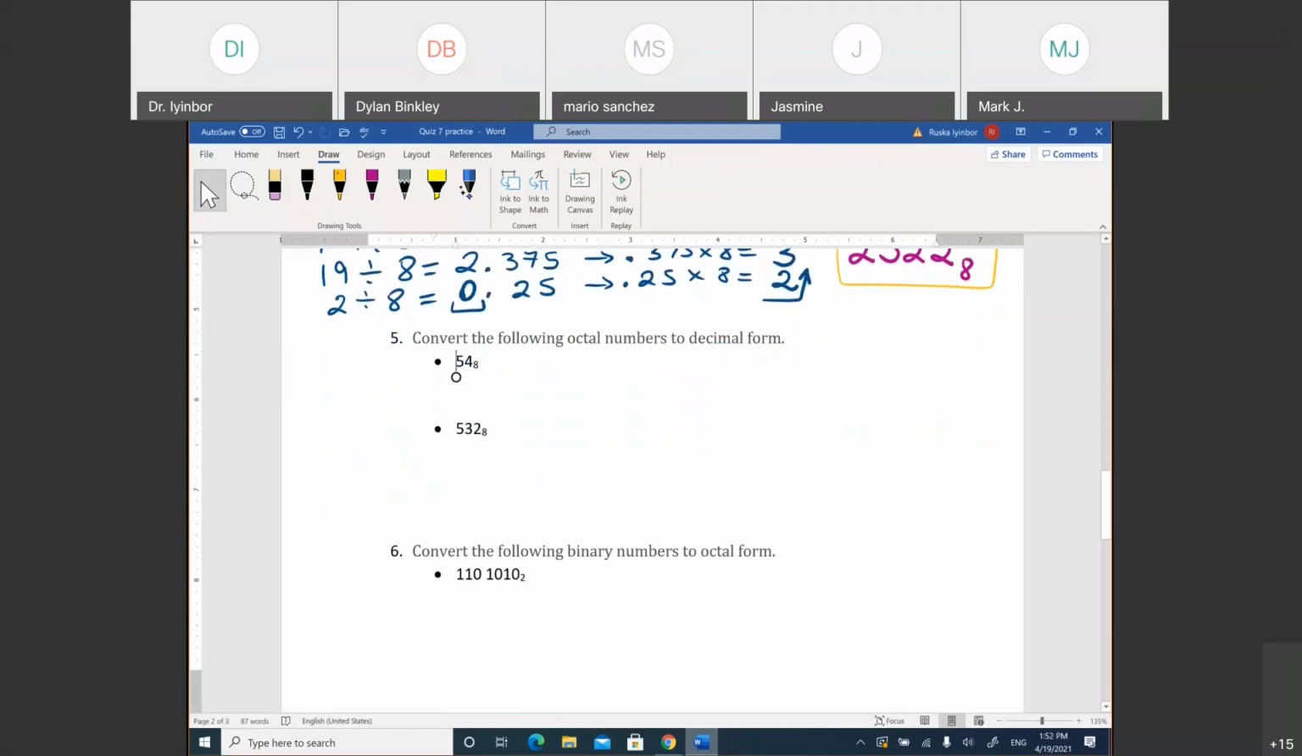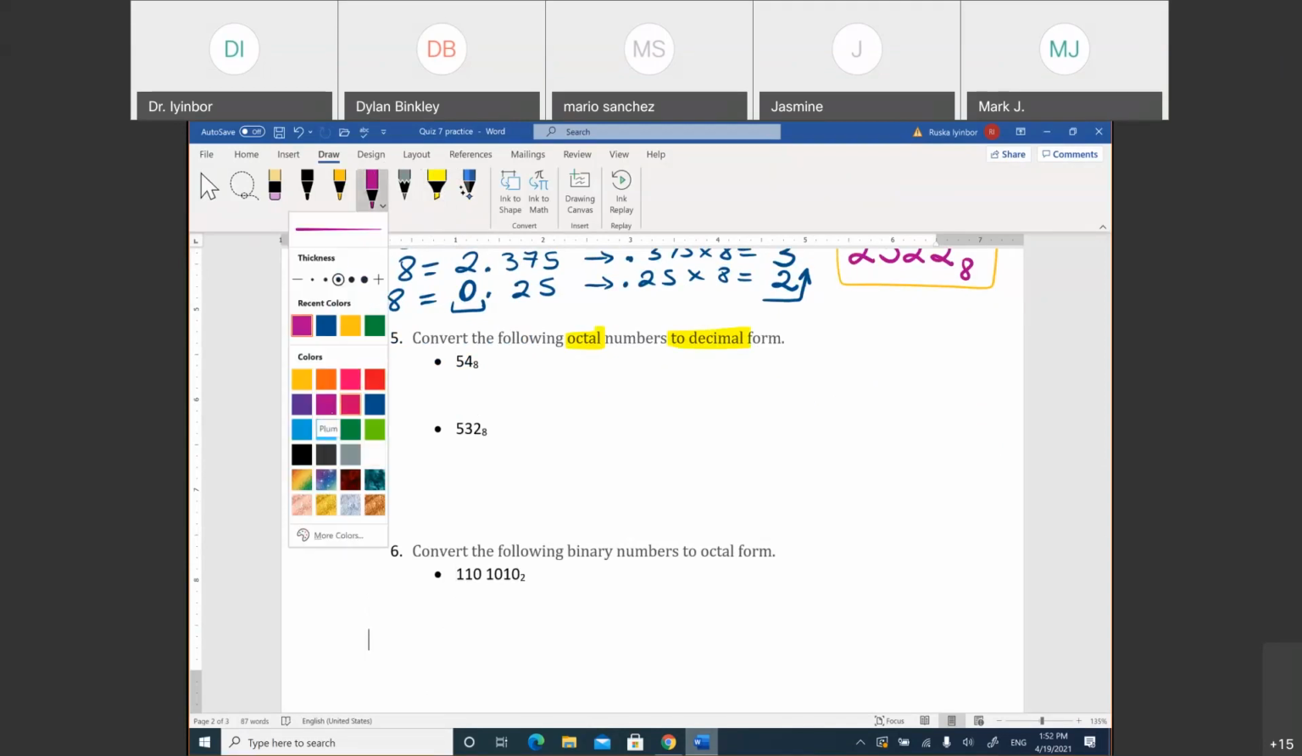Okay, going to the next one. Here we have octal to decimal. So you have an octal number, and you're going to change it to decimal. So how do you do that? Every time you go to decimal, you have to expand it, right? So the base is 8. So the digits go 8 to the 0, 8 to the 1, and so on, right?